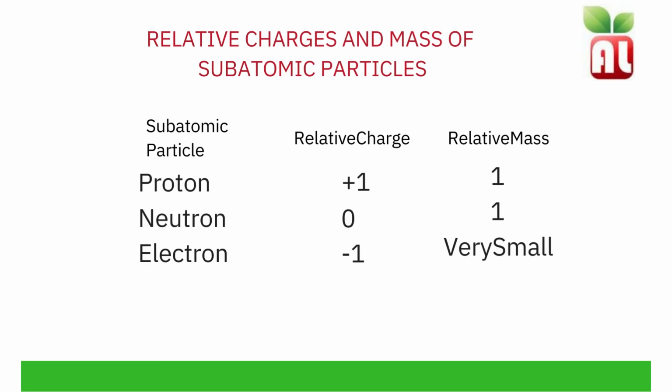The relative charge and the relative mass are in comparison to each other. The relative charge of a proton is +1, the relative charge of a neutron is 0, and the relative charge of electrons is -1. The relative mass of a proton and the relative mass of a neutron are both 1, and the relative mass of an electron is approximately 1/2000th of the mass of a proton or neutron. Therefore, the mass of an electron is very small and said to be 0.